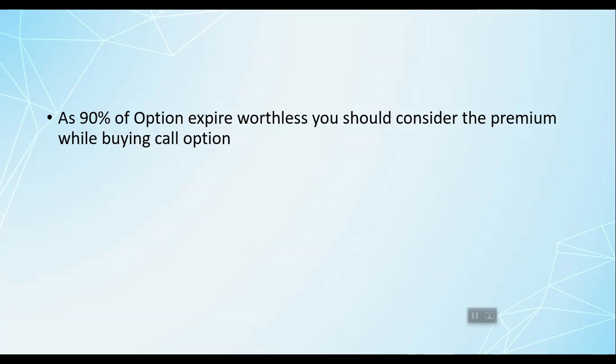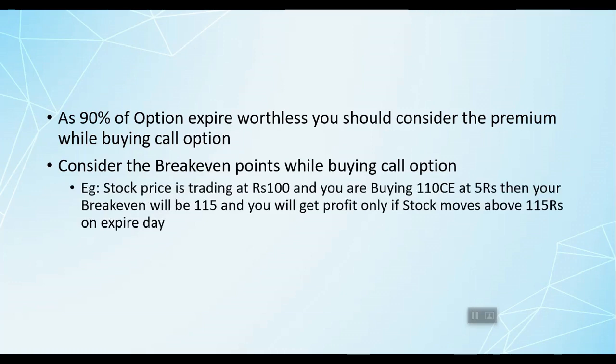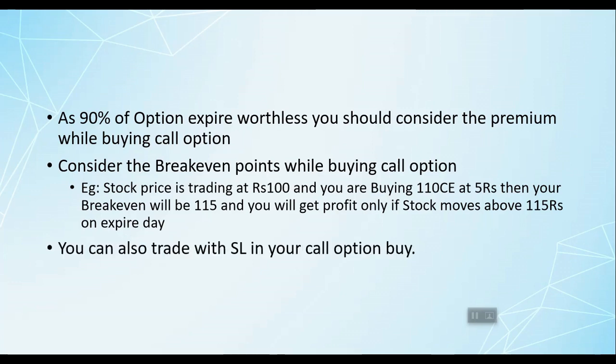If you are paying a higher premium, then your break even will be higher, as the stock needs to move higher. For example, let's say the stock is trading at 100 rupees today and you buy a 110 call option at 5 rupees. Then your break even will be 115. The stock should move above 115 rupees by the time of expiry so that you can make a profit. So the more premium you pay, the higher your break even.